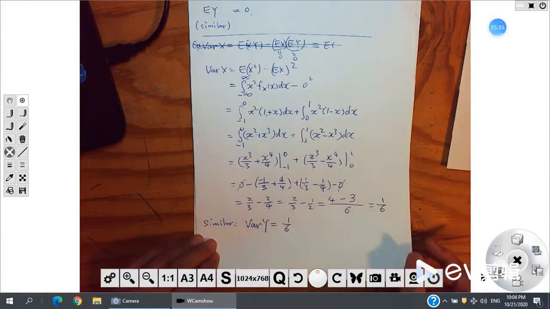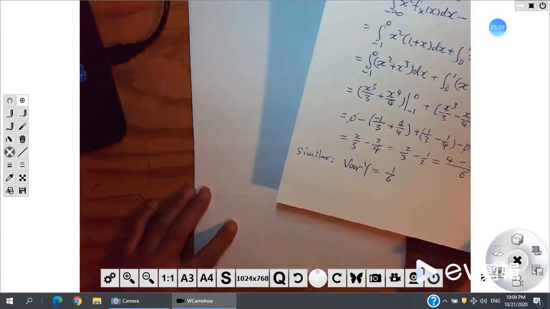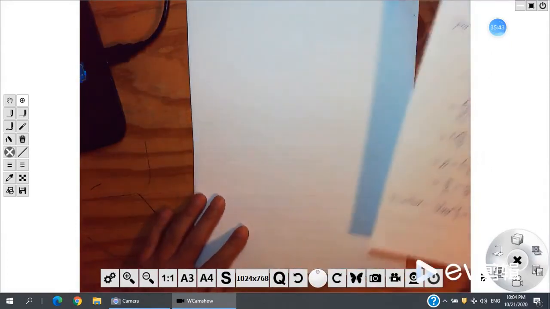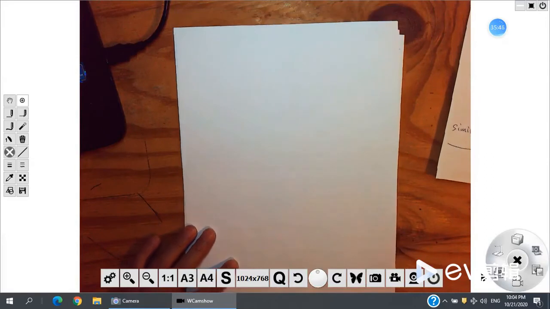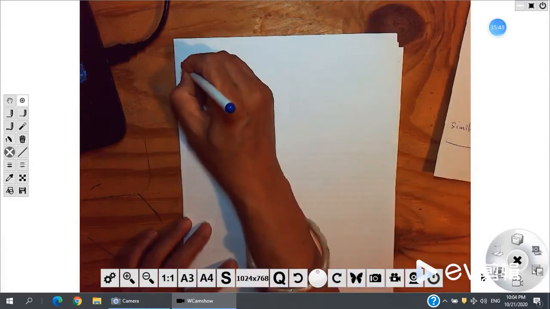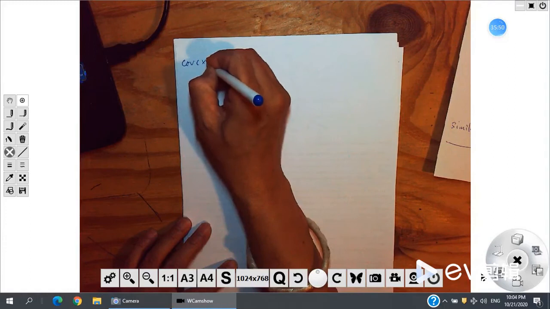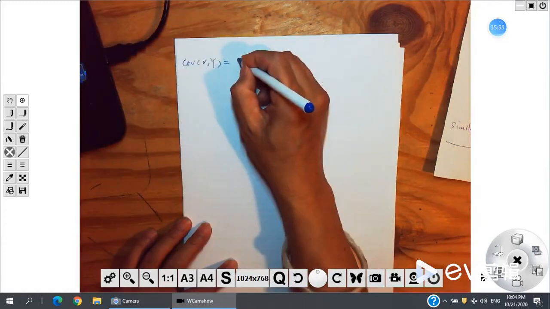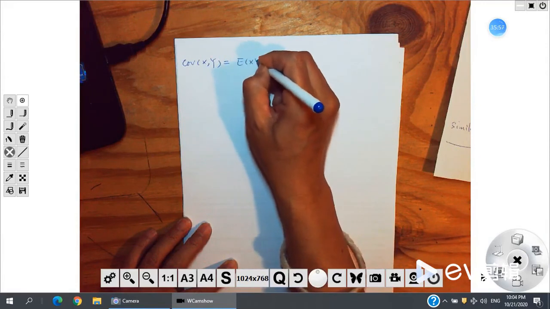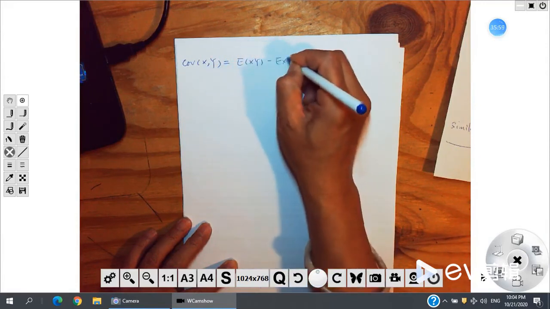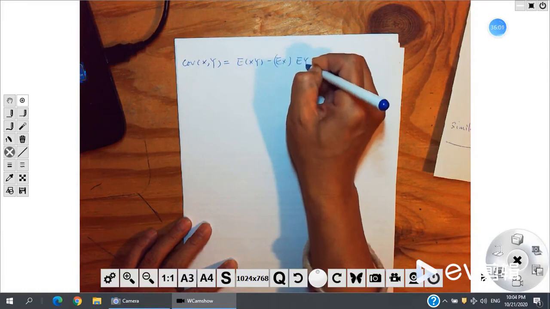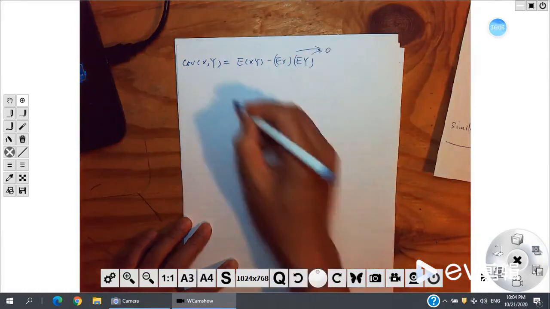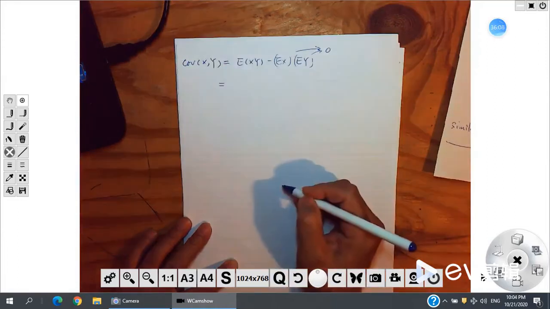All right. Then we check the covariance and the correlation coefficients. For covariance, we need the formula E of xy minus E[X] times E[Y]. But this part is 0. So this is just E[XY].